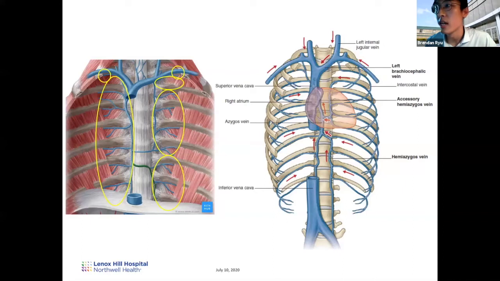So what is the name of the place where the aorta goes through the diaphragm? So we're going to have a slide on the diaphragm, so just hang tight on that question.